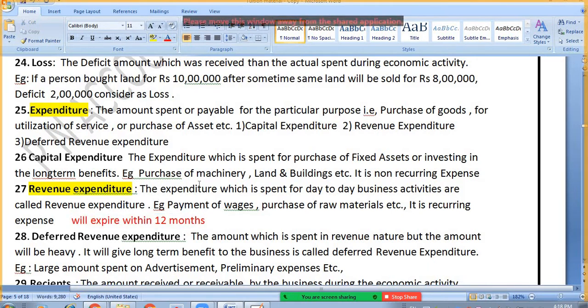But come to the point of here, capital expenditure. It will expire in more than 1 year. So the benefit will be more than 1 year period. So for this reason, this can be considered as a revenue expenditure.